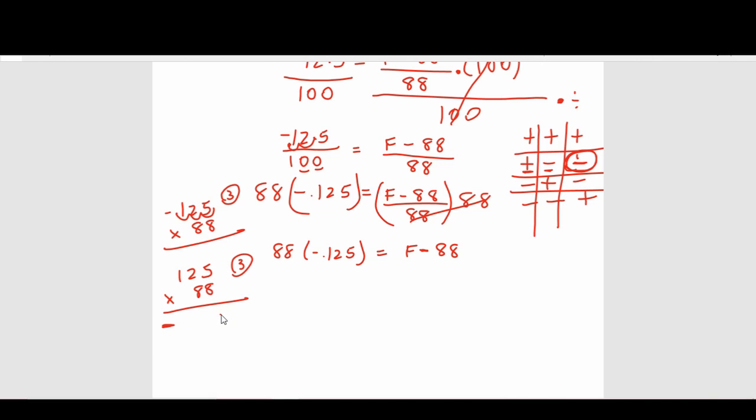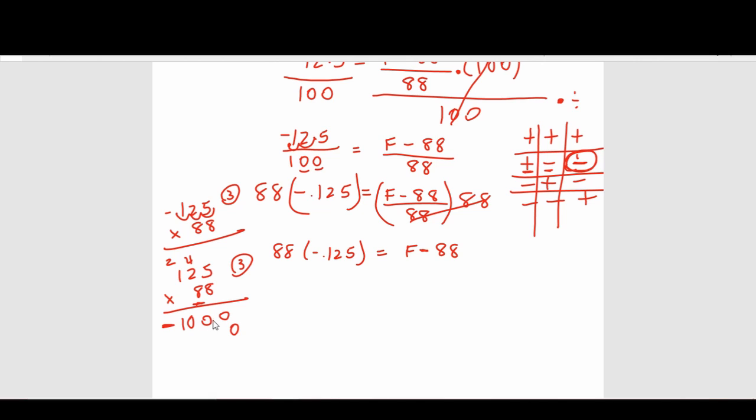5 times 8 is 40, carry the 4. 8 times 2 is 16, plus 4 is 20, carry the 2. 8 times 1 is 8, plus 2 is 10. We're moving to this number, so we add a 0.